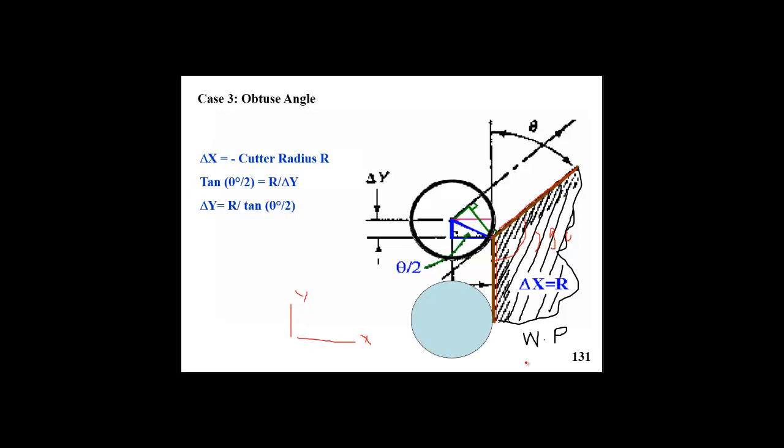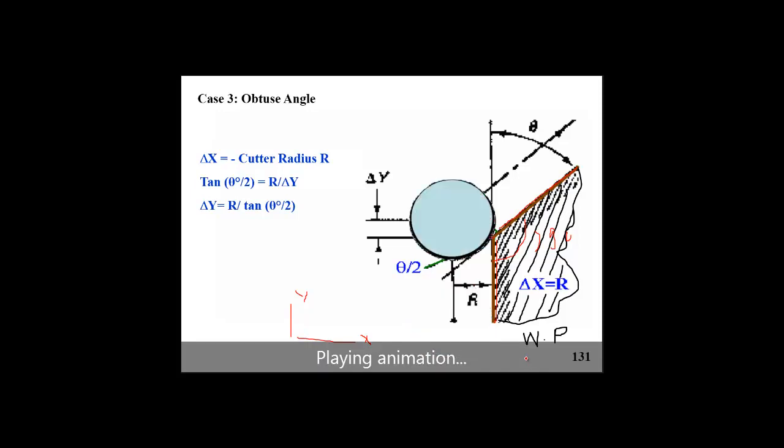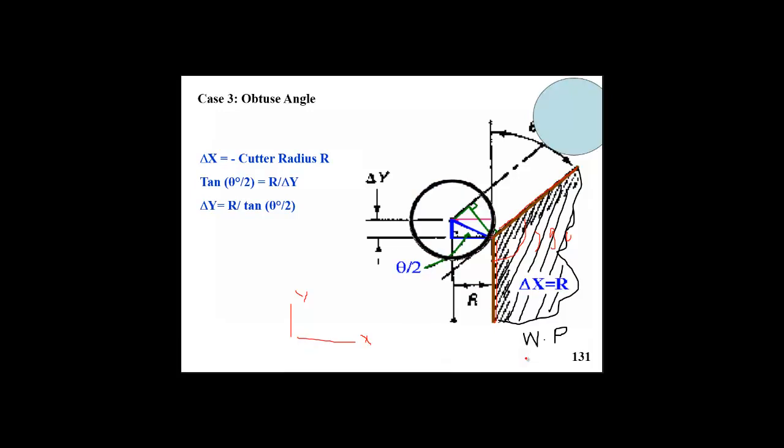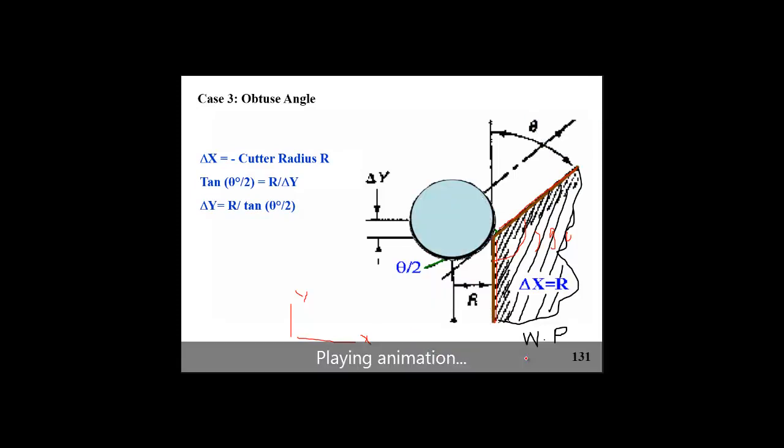This is how the cutter is supposed to move. It is supposed to move like this, like this, like this. So this is the animation of the cutter movement. It has to move in that path.